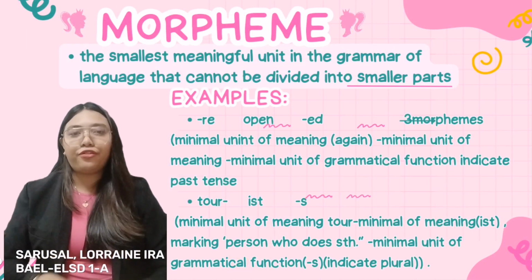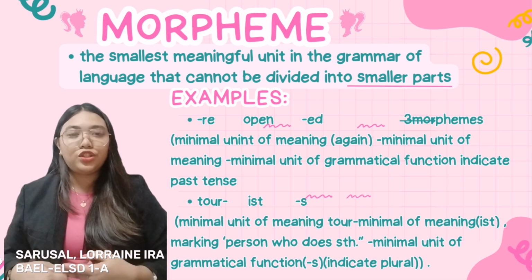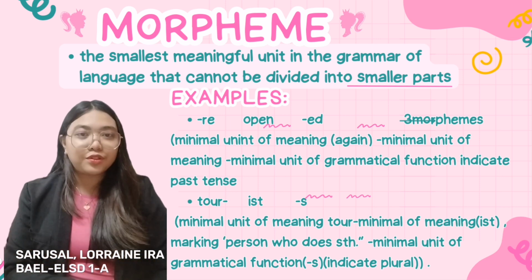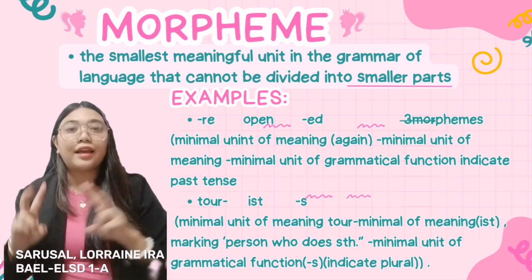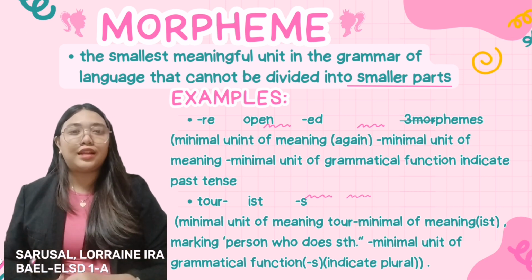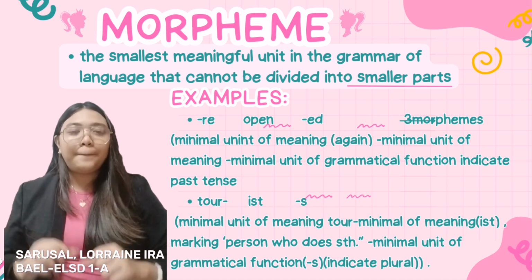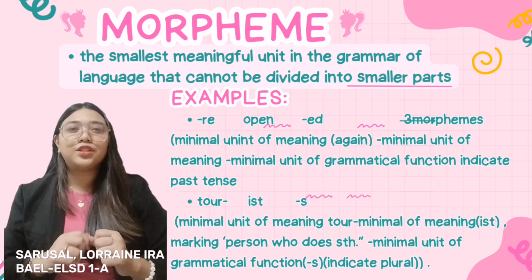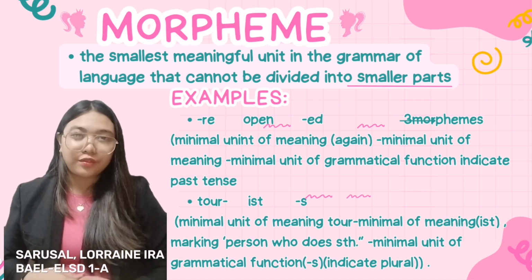Now that we're talking about morphemes, a morpheme is the smallest meaningful unit in the grammar of a language that cannot be divided into smaller parts. Examples: re, open, ed. Three morphemes: re, a minimal unit of meaning again; open, a minimal unit of meaning; and ed, a minimal unit of grammatical function that indicates past tense. Tour, ist, and s: tour is a minimal unit of meaning, ist marks a person who does something, and the grammatical function s indicates plural.